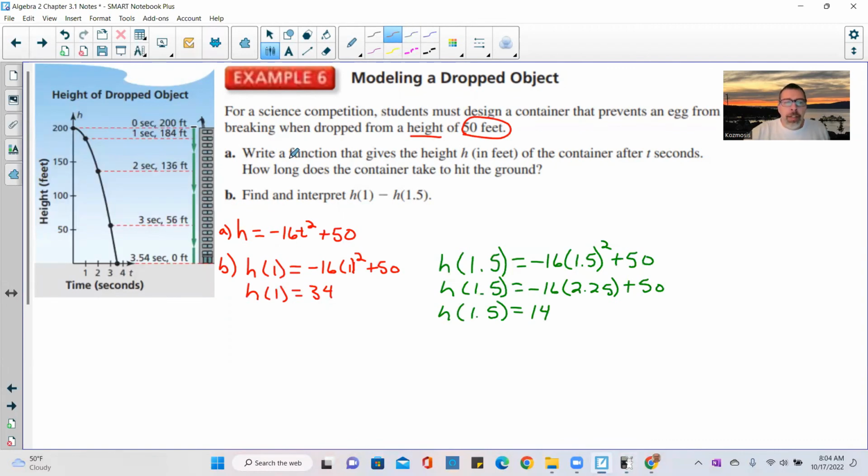Okay, so what does that mean? It means, well, after 1 second, it's going to drop 34 feet. So if we started at 50, so in our scenario, if this were the building and this is 50 feet, if we drop something from here, in the first second, it's going to be at the height of 34. So it's going to drop 16. So we're at 34 feet after 1 second. And then after another half second, we're at a height of 14 feet. We're way down here at 14 feet above ground. So it went from 50 to 14 in 1.5 seconds.